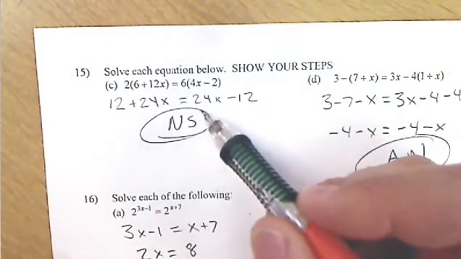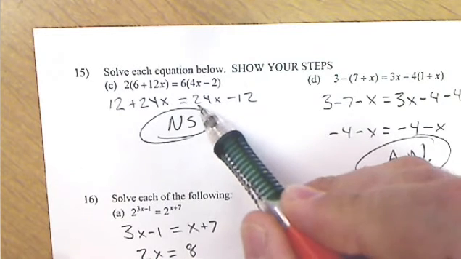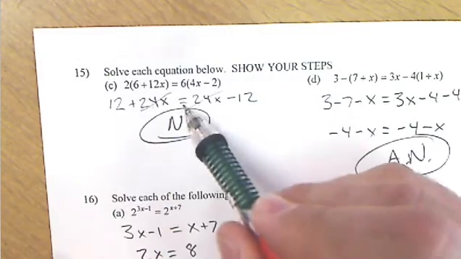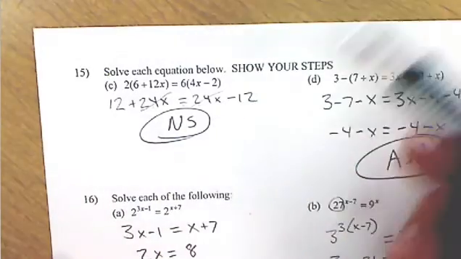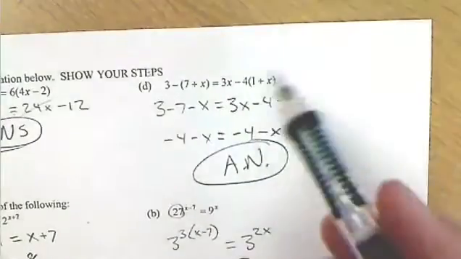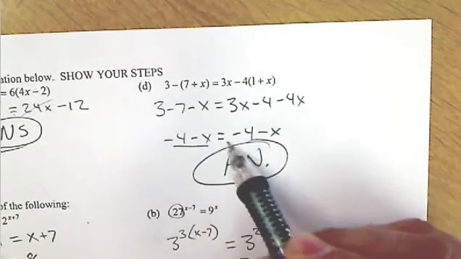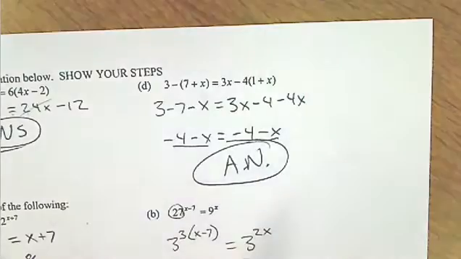This one came out to be no solution because when I subtract 24x from both sides, the x's disappear and leave me 12 is not equal to negative 12, so that's not a solution. After I distribute and combine like terms, I get two things that are exactly the same. That means all numbers work.